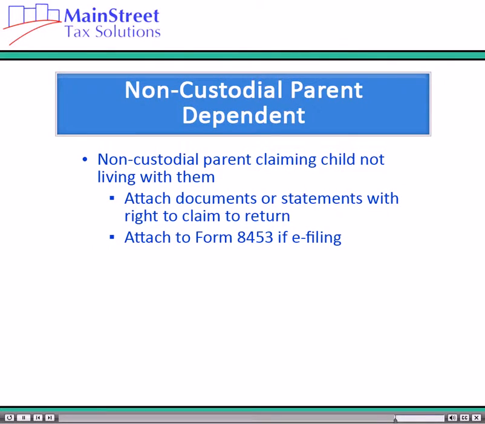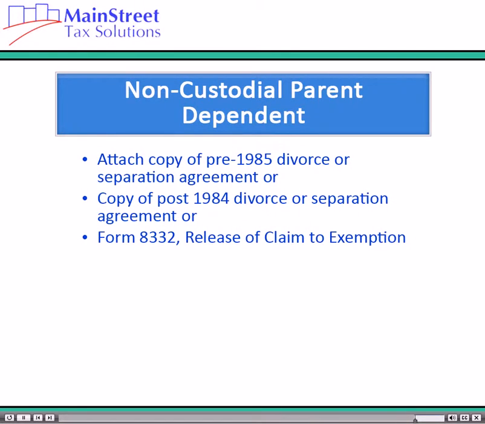A non-custodial parent who is claiming a child that does not live with them must attach to the tax return, or Form 8453 if e-filing, a written document that substantiates their right to claim this dependent. If this was the case, the number 2 would be selected as the dependent code, and the software would make the checkboxes in the non-custodial parents section required or red. If this was the case, one of the checkboxes would need to be selected based on the item being attached to that return, or Form 8453 if e-filing.